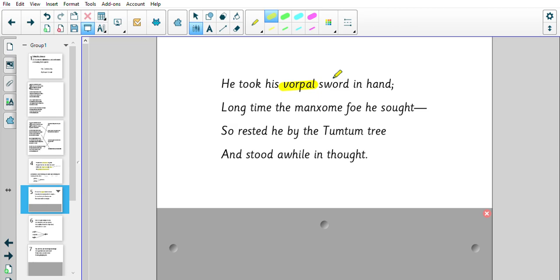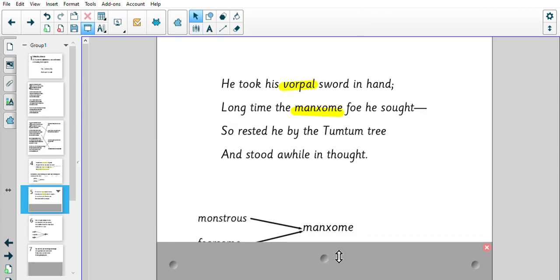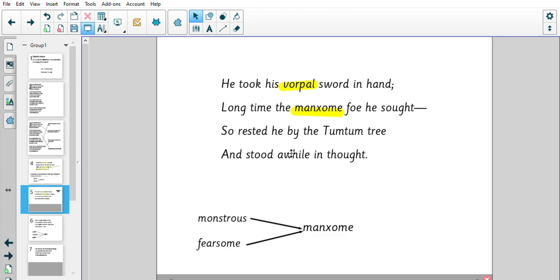Long time the manxome foe he sought. I wonder if you spotted this word manxome as our portmanteau. So this word is a mixture of the word monstrous and the word fearsome. So if we have a look there at our first half, monstrous.